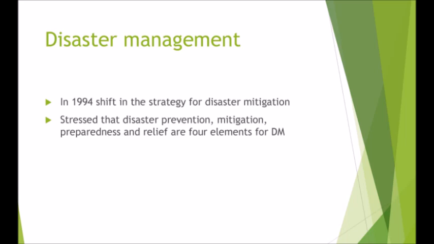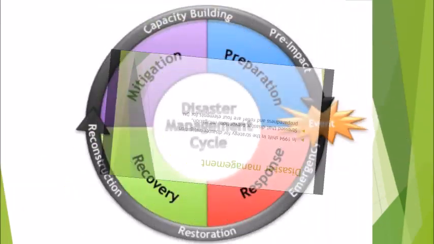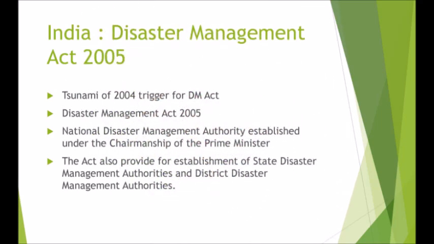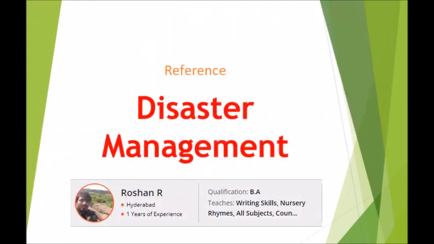Disaster management. In 1994, there was a shift in the strategy for disaster mitigation. It stressed that disaster prevention, mitigation, preparedness and relief are the four elements of disaster management. What is the government doing for disaster management? Disaster Management Act 2005. The tsunami of 2004 was the trigger for the DM Act. The National Disaster Management Authority was established under the chairmanship of the Prime Minister. The Act also provides for the establishment of state disaster management authorities and district disaster management authorities.